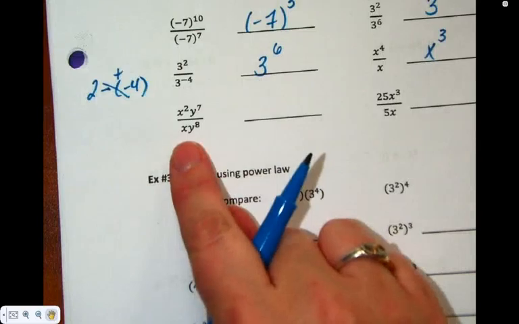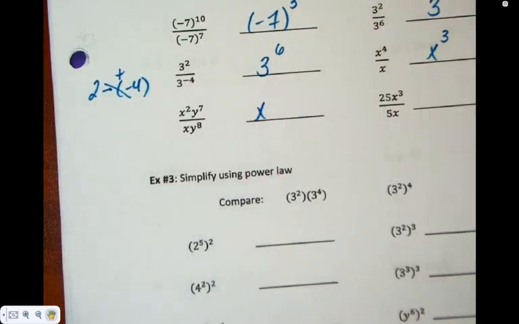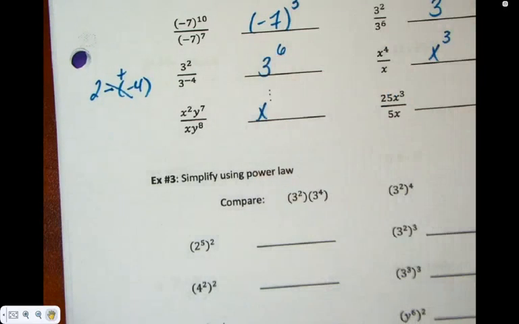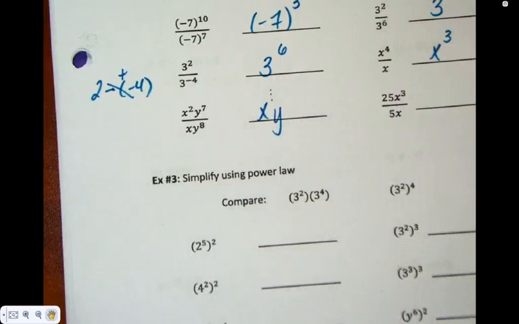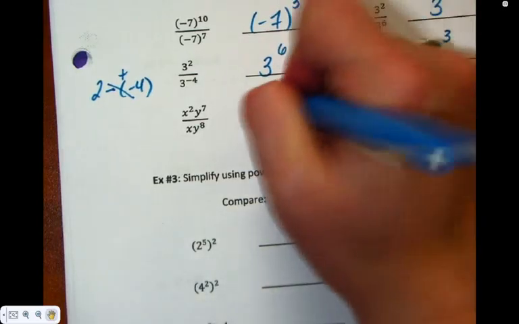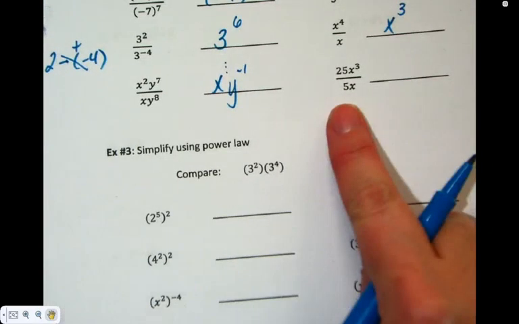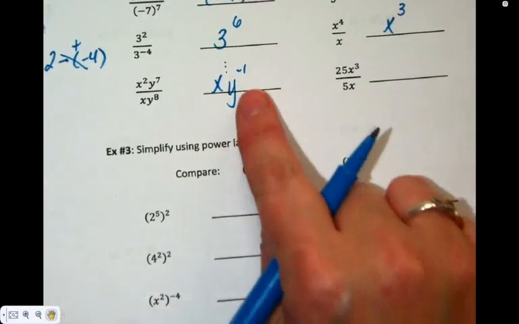Well, now, x's and y's, what do I do with them? We'll just do them separately. Look at the x's first, subtract the exponents. There's an invisible 1, so do I need to write that? I'm going to put it as an imaginary 1 just so you can see later where it went. And then I'm going to do the y's by themselves. 7 minus 8, negative 1. Okay, so if there's two variables, do them separately. Don't panic. It's a negative 1, 7 minus 8. Negatives we have to show.